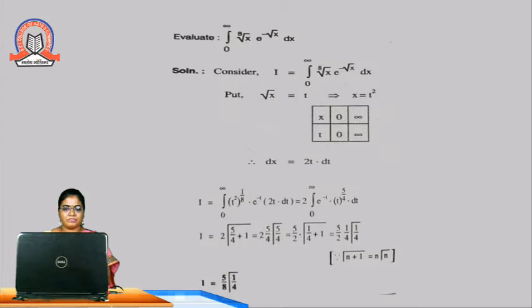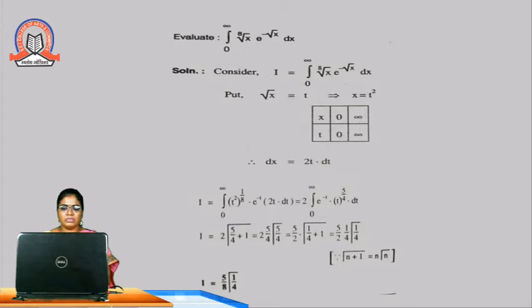Now evaluating the integral from 0 to infinity of the 8th root of x times e^(-root x) dx, taking I equal to the integral from 0 to infinity of the 8th root of x e^(-root x) dx. Using the substitution root x equals t, x equals t square, the limit of x changes from 0 to 0 in t, infinity to infinity in t.